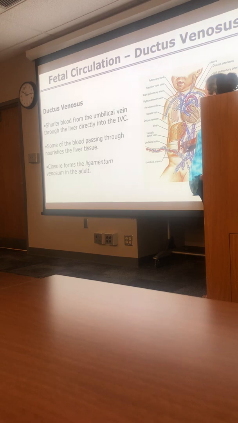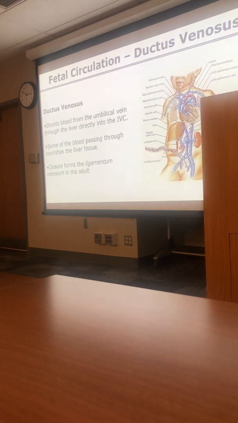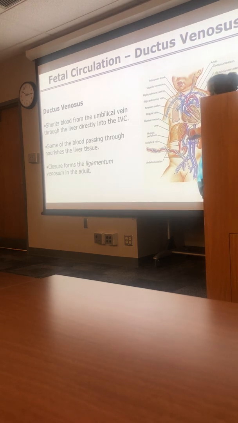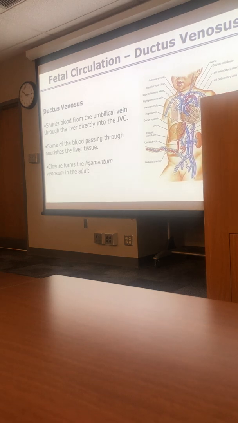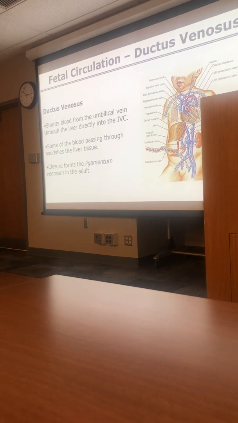So the umbilical vein, which we see here, is going to be shunted across the liver directly into the inferior vena cava through what's called the ductus venosus. And this is the ductus venosus here. So that oxygenated blood will go from the umbilical vein through the ductus venosus over to the inferior vena cava. This will close after birth because you don't need it anymore, and it becomes another ligament, the ligamentum venosum in the adult.